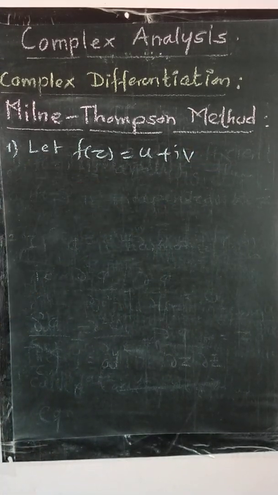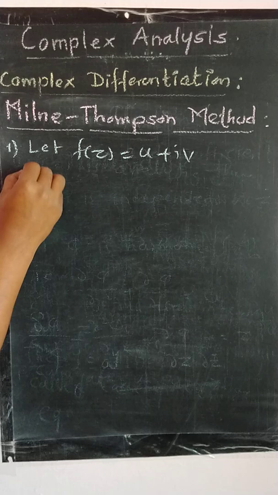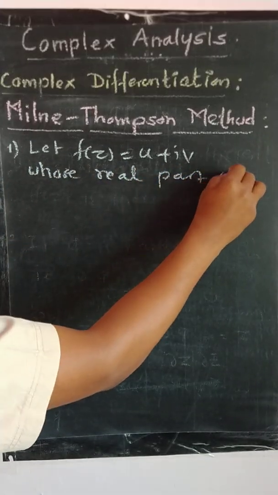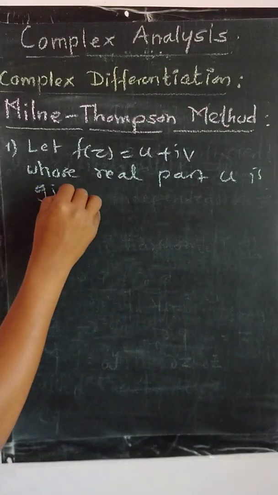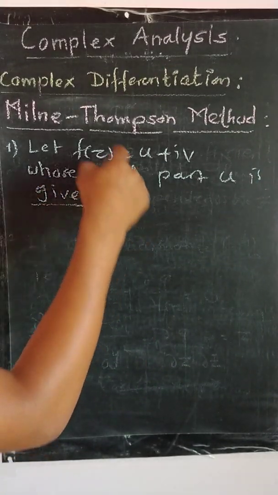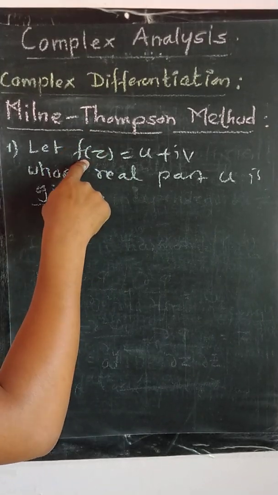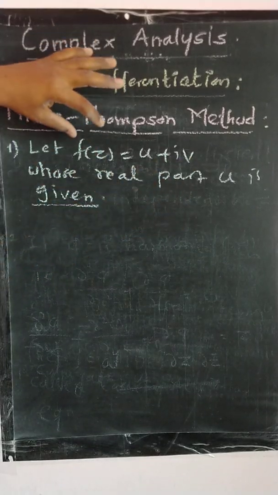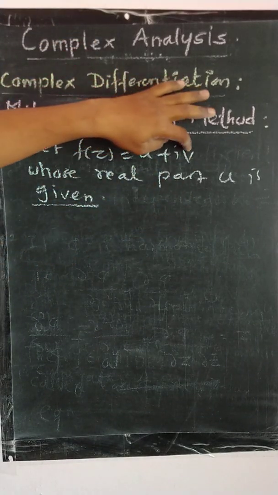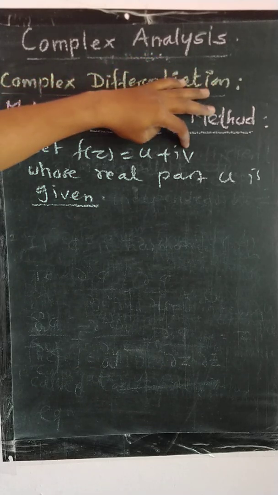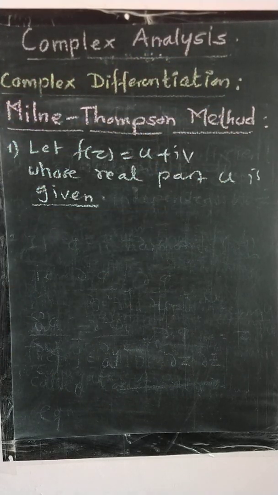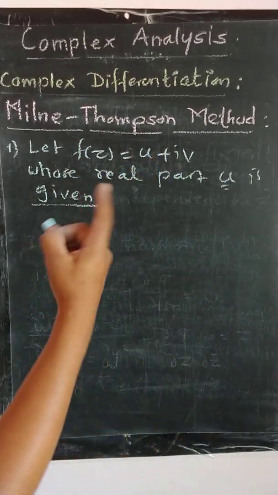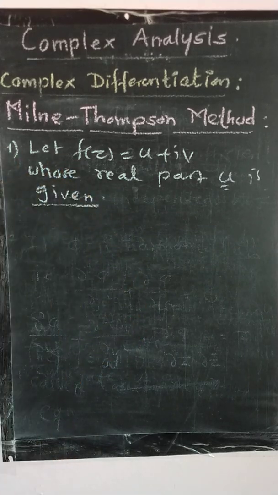This function we have to find where we have given whose real part u is given. So with the help of this u we have to find the complete function f of z, and even we can find its conjugate v also, because as we know, if the function is analytic, then u and v are called harmonic functions and they are harmonic conjugates of each other. So here with the help of real part or imaginary part we are finding their harmonic conjugates, and ultimately we are finding the analytic function f of z.